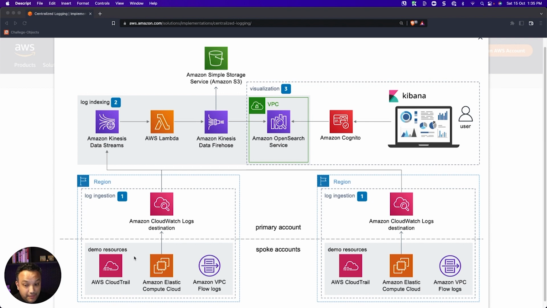I've also seen teams that manage with third-party solutions. So let's say they have Datadog or something like that. They might push it into that, and that might be the right mechanism for them to do centralized logging. But this is entirely possible within AWS's services. So that's the idea of this example that I wanted to demonstrate.